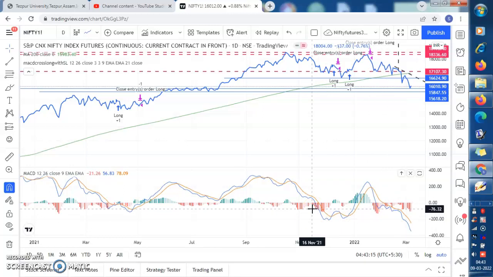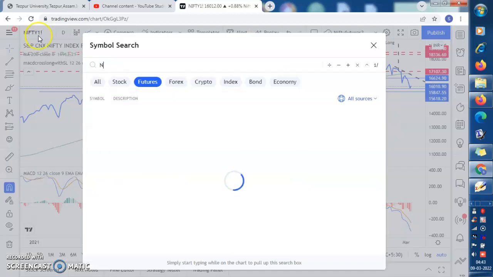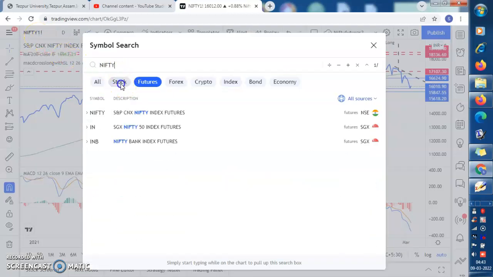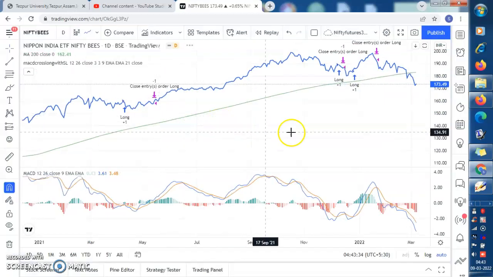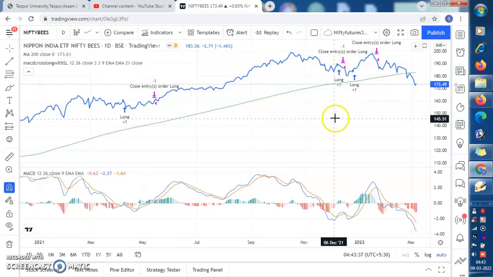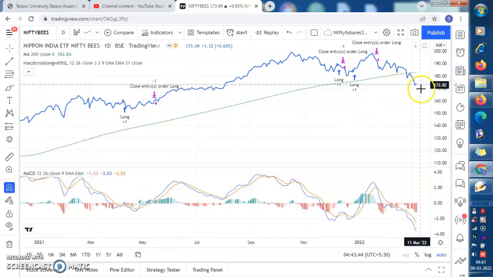Just wait. If you want to take a position, you can take a position in the Nifty BeES benchmark. That is the Nippon India Nifty BeES. I'll show you. It is an ETF, an exchange traded fund. You will get a similar chart, everything looks the same. The only thing is that per unit is 173. So 7,500 units of this are equivalent to one lot of future in value.